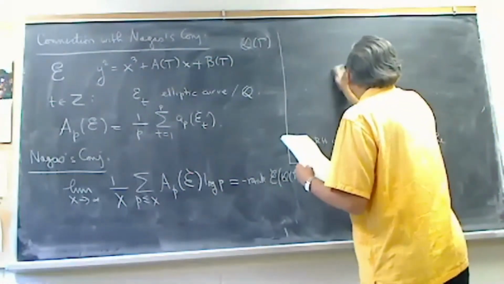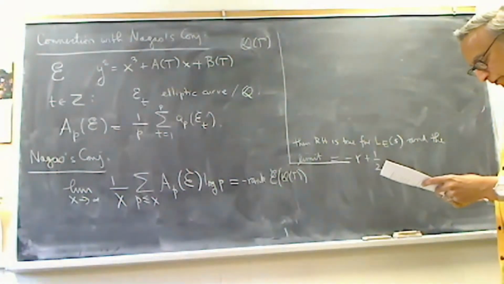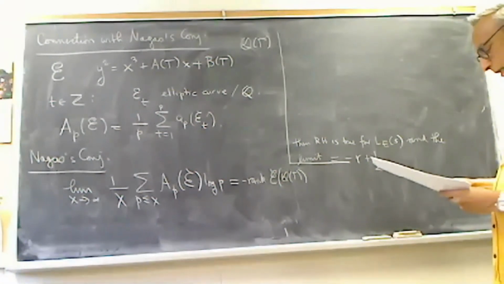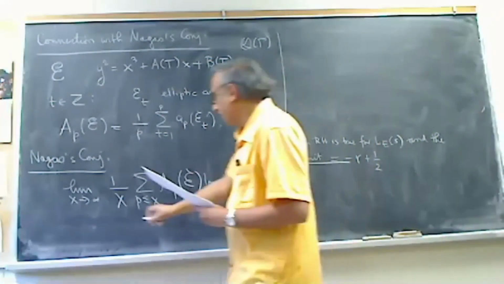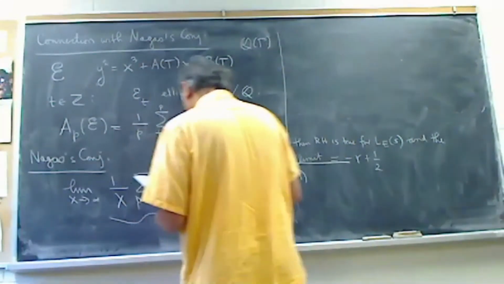I mean, they look pretty close. They look as if they ought to be related, and sure enough, I think one could expect that. So what we could do is rewrite the Nagao sum. So we'll call this the Nagao sum. So we can rewrite that.